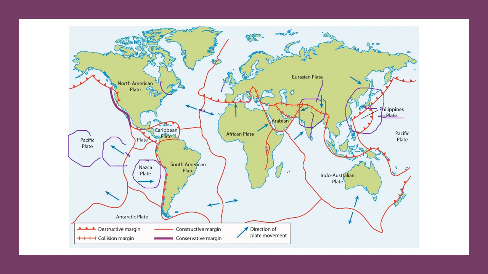And then there are not many examples of the conservative margin, but the main one here along there is what we know as the San Andreas fault, and these are sometimes called transform margins. And basically what's happening here is the plates are moving in the same direction but at different speeds. So you're not creating crust, you're not destroying crust, they're just moving. So you get a huge amount of earthquakes happening there.